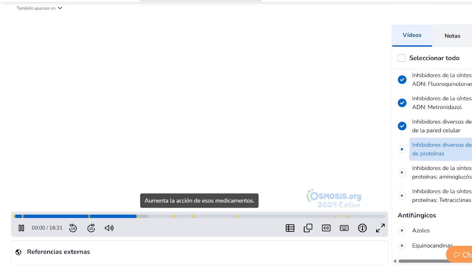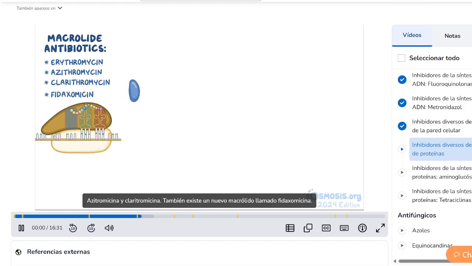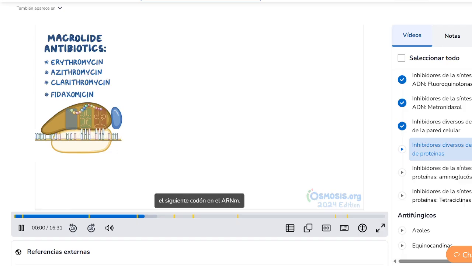Next, let's look at the macrolide antibiotics, which include erythromycin, azithromycin, and clarithromycin. There's also a novel macrolide called fidaxomicin. They work by binding to the 50S subunit of the ribosome and blocking translocation, so the ribosome can't slide to the next codon on the mRNA.